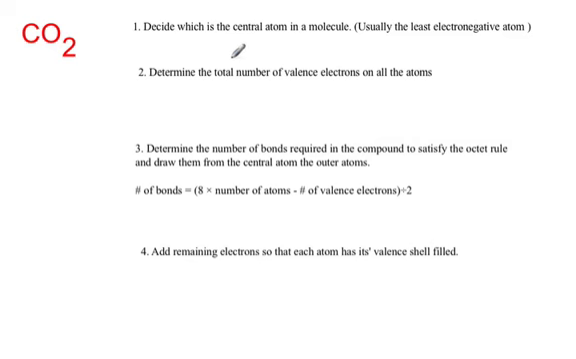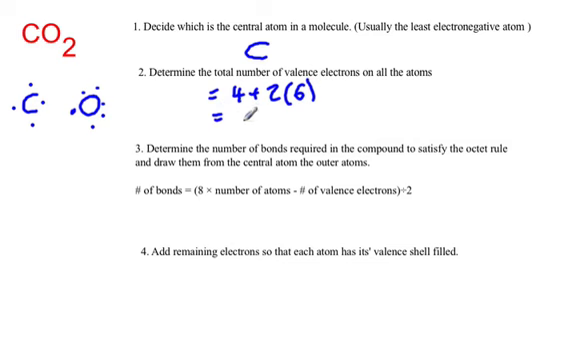Now for carbon dioxide, here the central atom, the least electronegative atom, is going to be the carbon because it's further to the left and down on the periodic table from oxygen. And so when we consider the number of valence electrons, carbon has 4 valence electrons and each oxygen has 6 valence electrons. And so the total number of valence electrons is equal to 4 for the carbon plus 2 times 6 for each of the oxygen. And so that comes out to be 16 valence electrons.